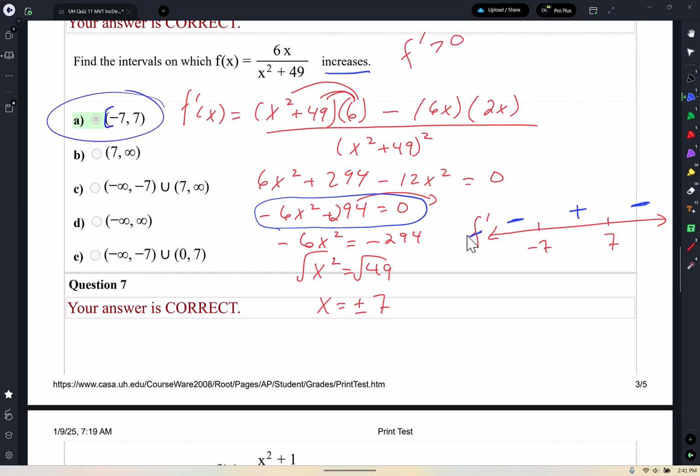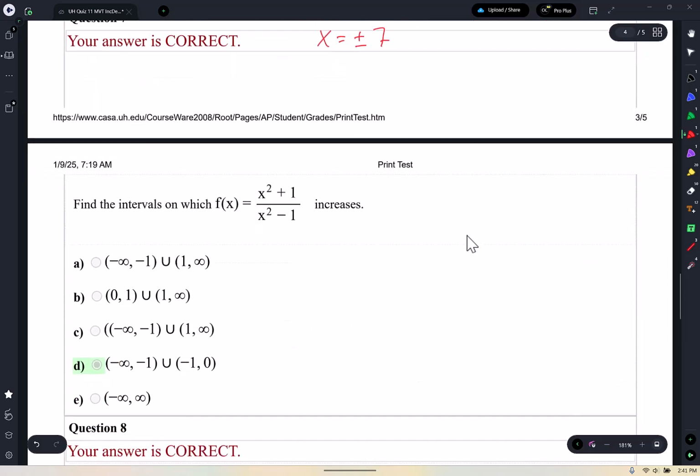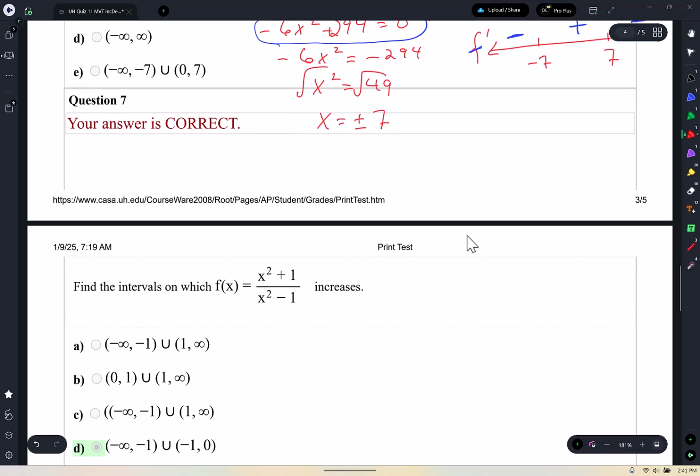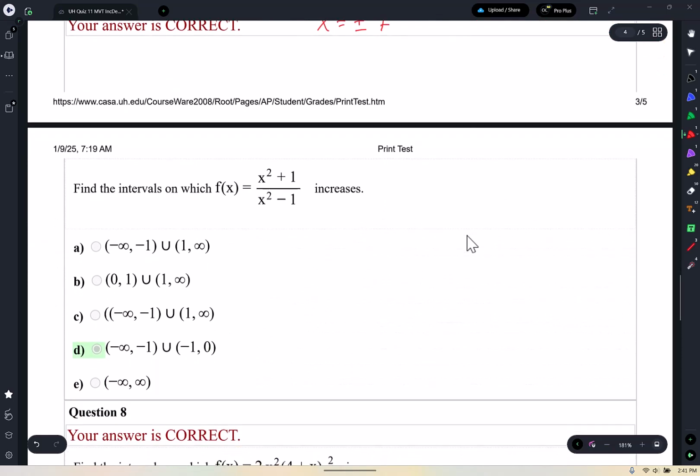And I'm going to change the parentheses to brackets. But yeah, here it is, guys. All right. Bless you. What happened? Oh, all right.